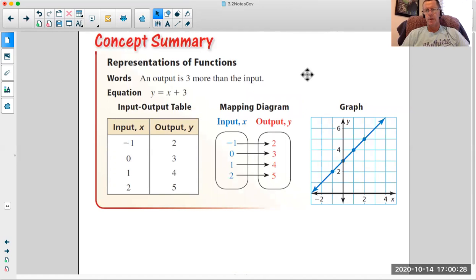So just a quick review, remember, with functions, each input can only have one output, okay? Can two inputs have the same output? Yes, but each input can only have one, right? So we can see those in the forms of an input-output table, a mapping diagram, words, an equation, and now we're seeing that we can do that in a graph too, okay?